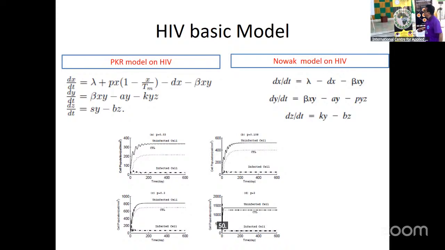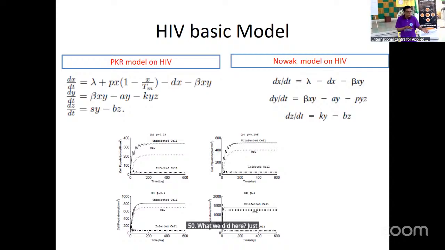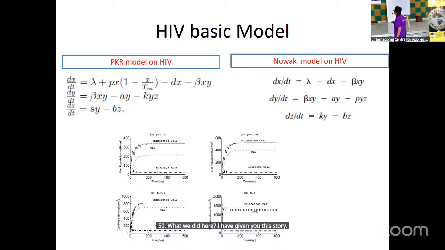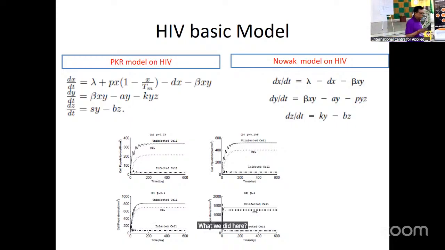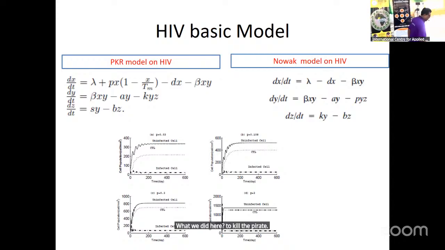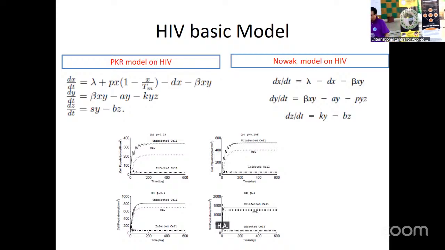What we did here, just a story: the antiviral drug treatment along with immune activator IL-2, a control-based mathematical approach to HIV infection. To kill the virus or infected cells, a general medicine is called HAART. H-A-A-R-T. This is called HAART.